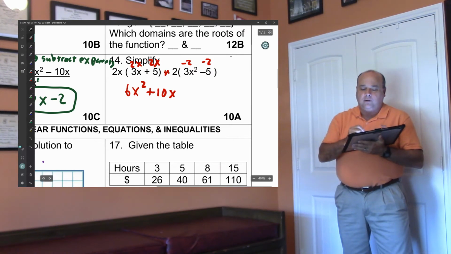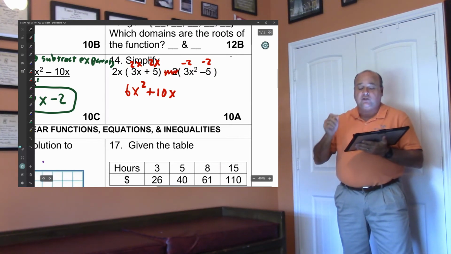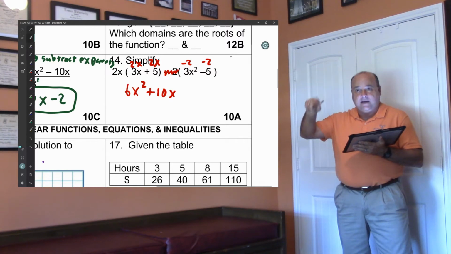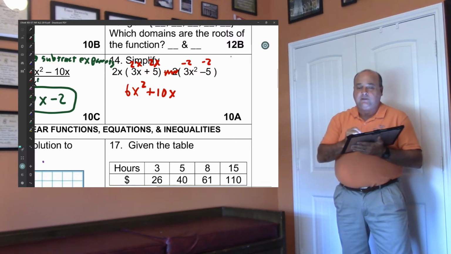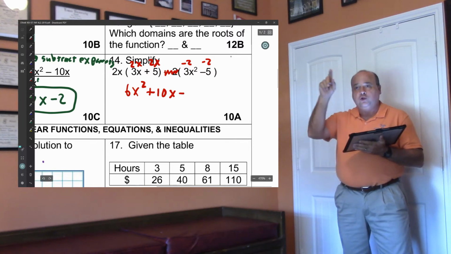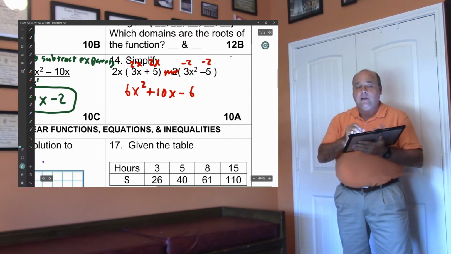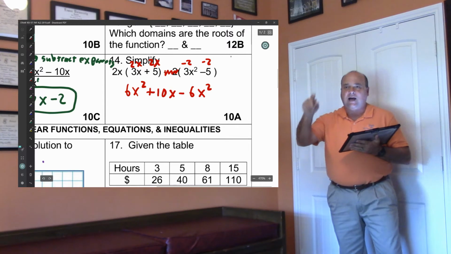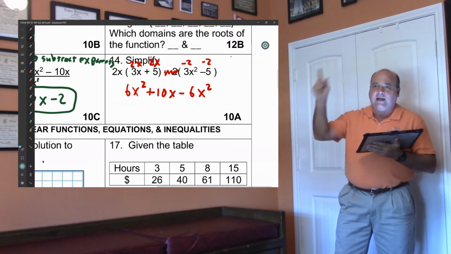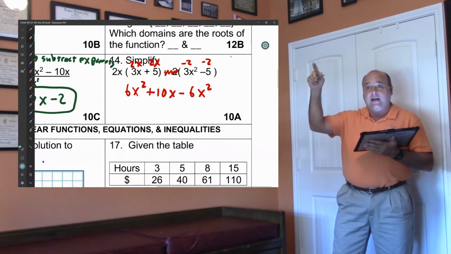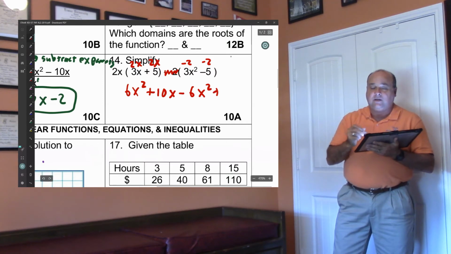Now then, I distributed the -2, so that's going to squiggle out. And let's do sign, number, letter again. A negative times a positive is a negative. 2 times 3 is 6. My letter is x, and my exponent is 2. Sign, number, letter, exponent. The last one, a negative times a negative is a positive. 2 times 5 is 10.